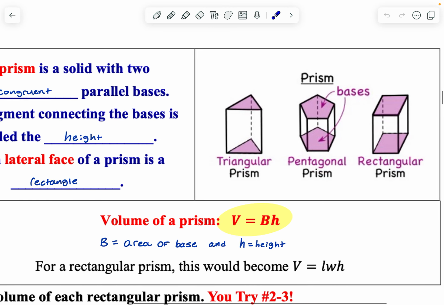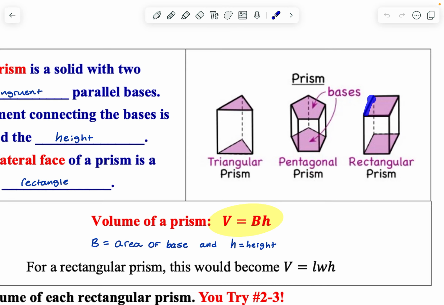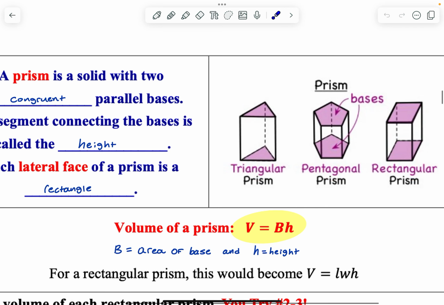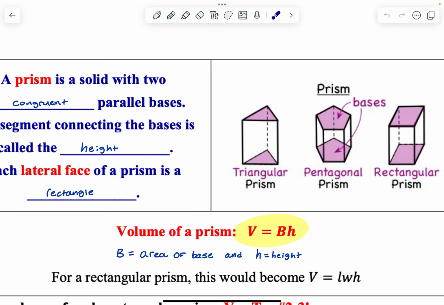If I was finding the volume of this rectangular prism, I would find the area of the base and multiply the height. For a rectangular prism, it becomes length times width times height, but I would prefer if we used base times height. Area of the base times the height.